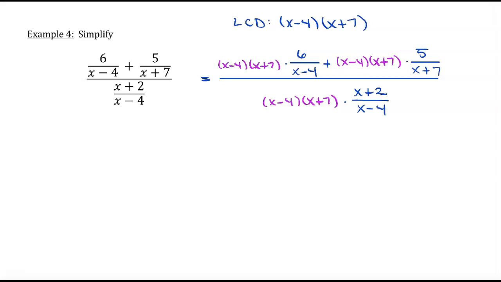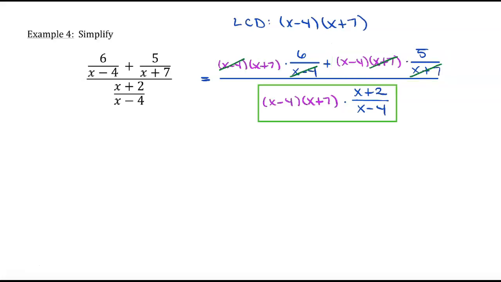Let's simplify each term. Starting with our first term in the numerator, notice that we have a factor of x minus 4 in both the numerator and in the denominator, so those will simplify to be a factor of 1. Looking at the second term in the numerator, we have a factor of x plus 7 in both the numerator and in the denominator, so those will also simplify to become a factor of 1.